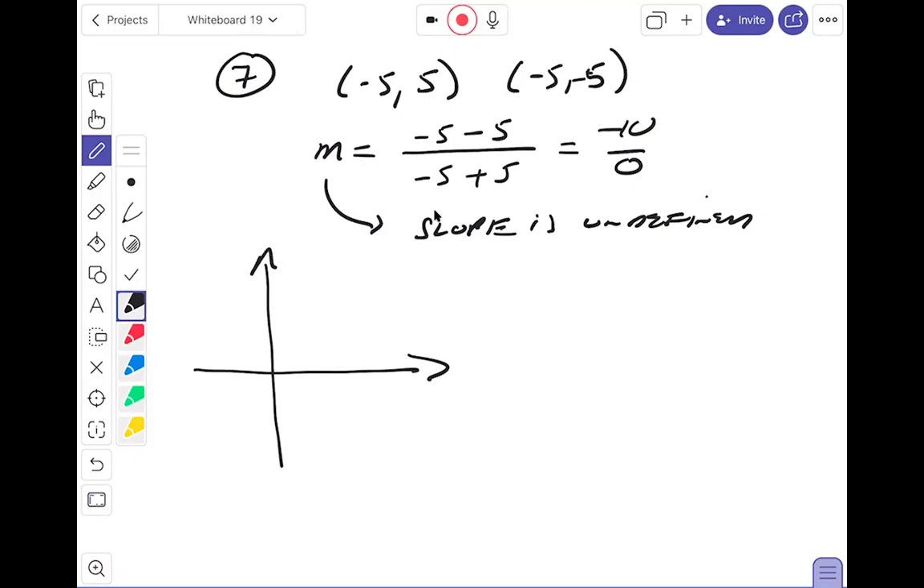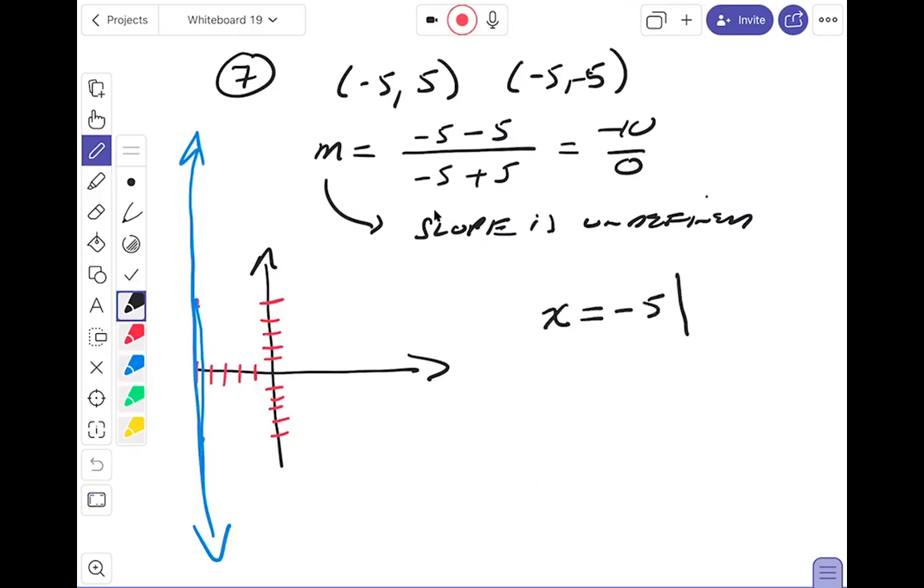So minus 5, 5. Let's get the red ink out. And the other point is minus 5, minus 5. Hey, that was an easy line. What kind of line is that? That's a vertical line. Vertical lines have an equation. And what's that equation going to be? X is. What is X? X is always minus 5.